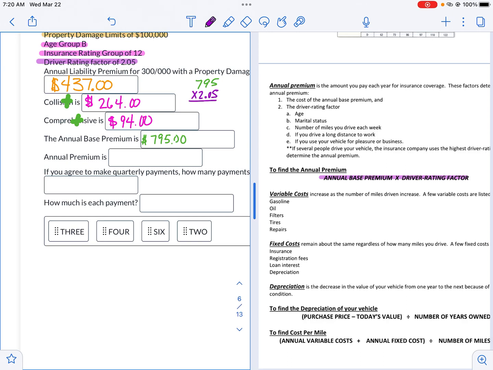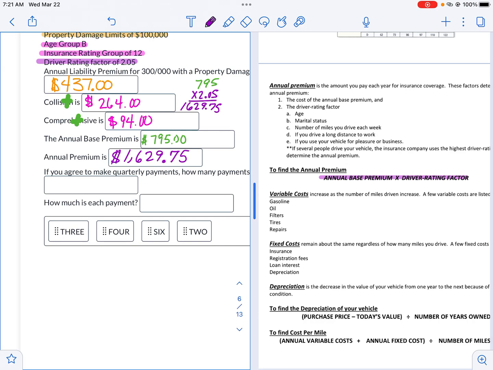And when we do that, we get $1,629.75. Because this person has had a car accident, because this person has had speeding tickets, because this person is young, or very old, or what have you, they have a driver rating factor of 2.05. So whatever their annual base premium is gets multiplied by 2.05, and that's how much money they owe per year for their insurance.